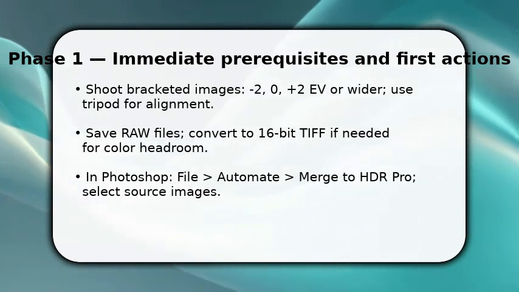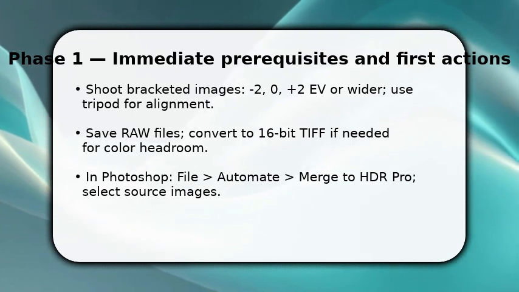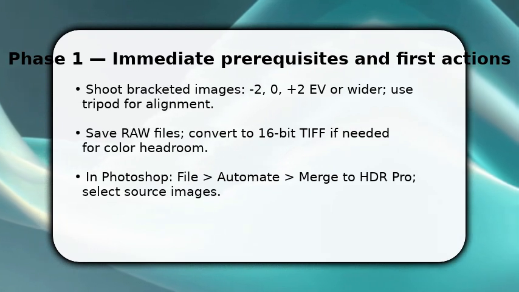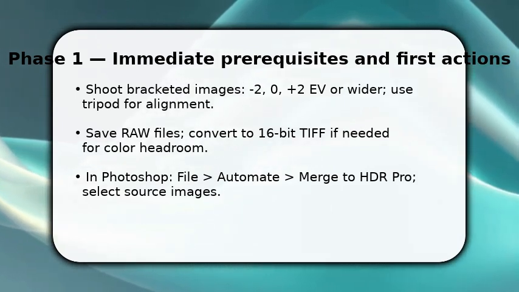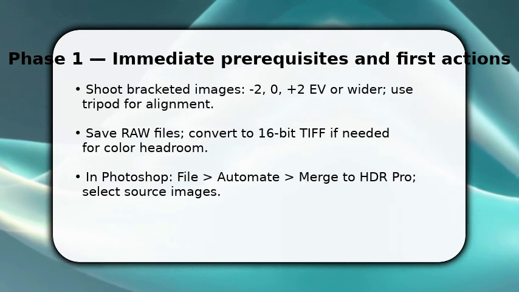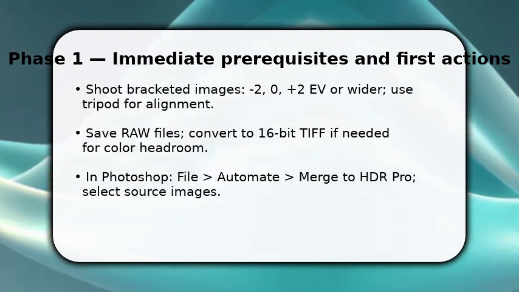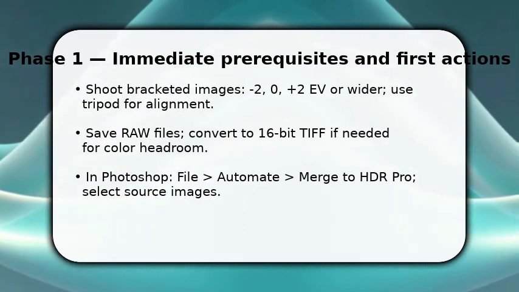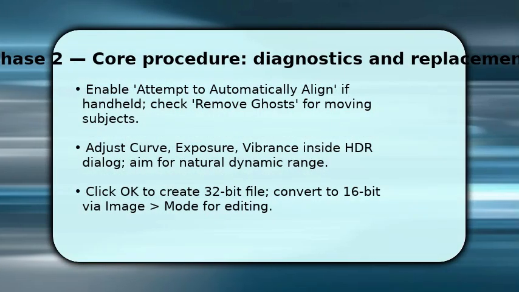Once done, go to File, Automate, Merge to HDR Pro, and select each bracketed image. Make sure to enable exposure and white balance as shot. This first step is about keeping maximum data and ensuring alignment, so you avoid artifacts later when you blend tones and detail.